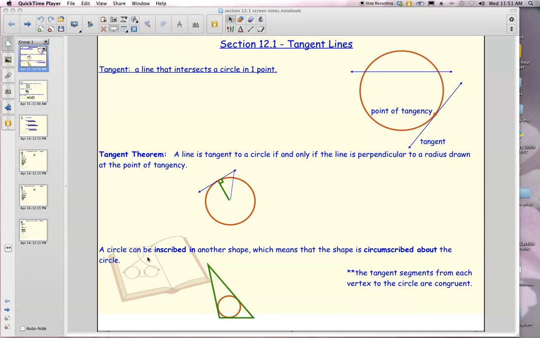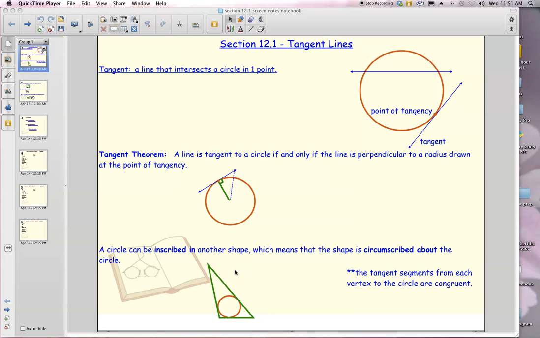The second thing that we're going to talk about is inscribed versus circumscribed. We have talked about that in previous lessons, but it comes up again in this section. So something that you have to understand is that inscribed in means it's inside. We would say that the circle is inscribed in the triangle because it's inside and it only touches the sides of the triangle at one point, which means that these are tangent lines, and that's why it's in this section. Because you inscribe a circle in this triangle, the sides of the triangle act like tangent lines to the circle.